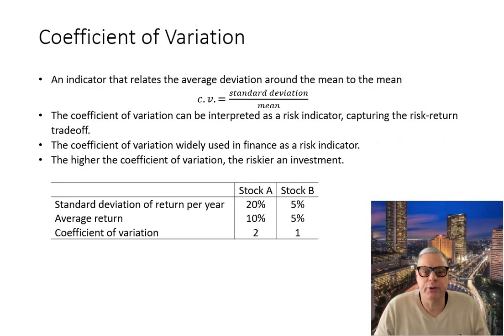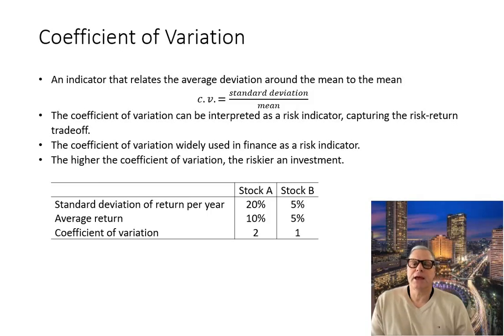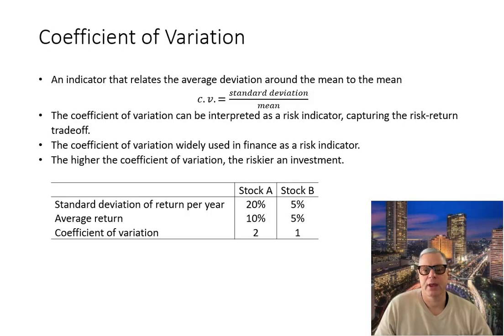The coefficient of variation is the ratio of the standard deviation of an indicator relative to the mean. It is a so-called relative risk indicator that has a lot of applications, especially in finance. And the coefficient of variation can be interpreted, as I said, as a risk indicator that captures the risk-return trade-off. And again, the coefficient of variation is widely used in finance as a risk indicator. So let's take a look at an example.